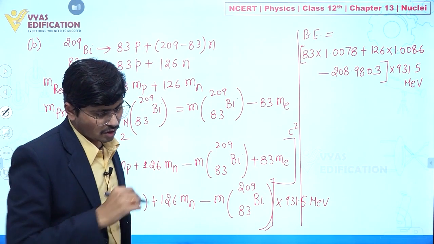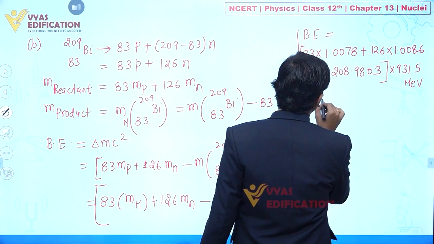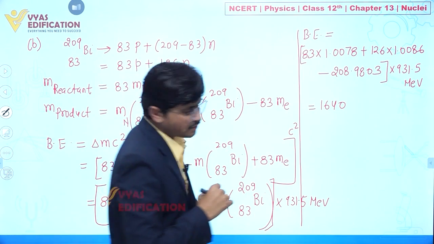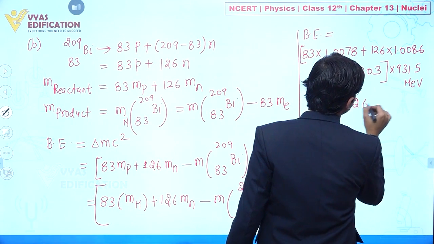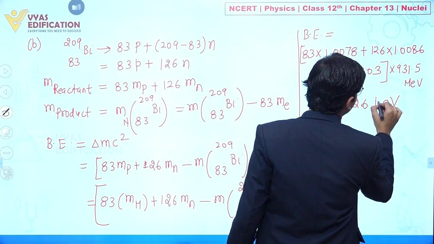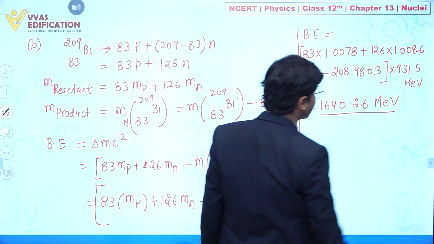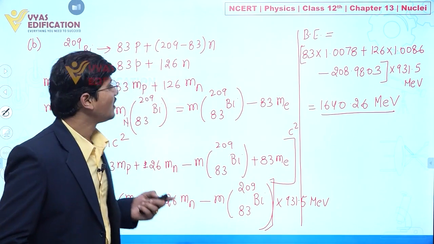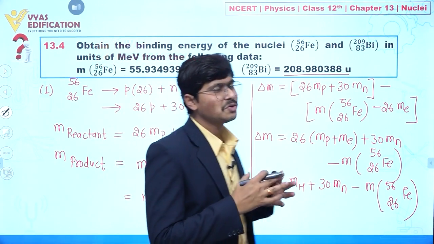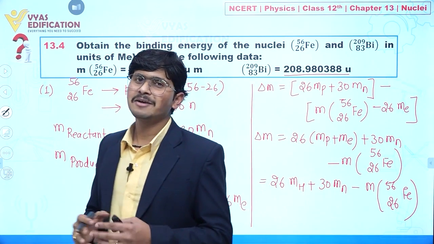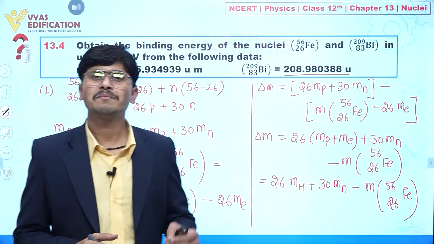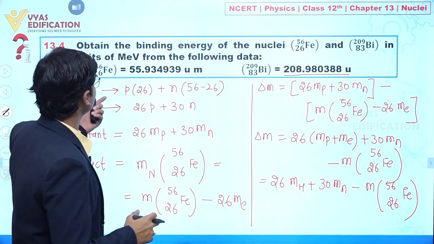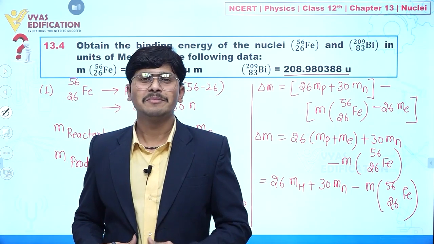Clear? So if you solve it, clear, you will find this value 1640.26 million electron volt. Clear to everyone? Million electron volt. So like this you can calculate binding energy for two different nuclei by considering the mass of hydrogen, the mass of neutron and the atomic mass of that particular nucleus. Clear to everyone? So this is all about this question.